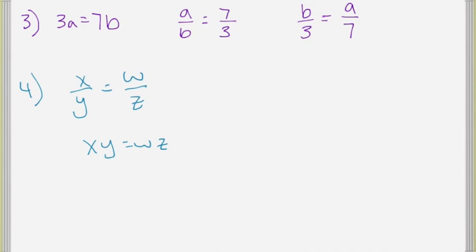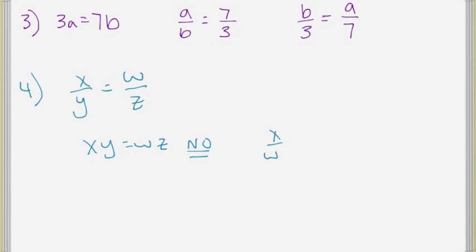No. How do we multiply proportions? Cross. We cross multiply them. We can't multiply them up and down or side to side. We have to multiply them on the diagonal. So this does not work. Okay, we are allowed to cross multiply, so we could do like xz and yw. We can multiply on the diagonals, but we can't multiply up and down or side to side.